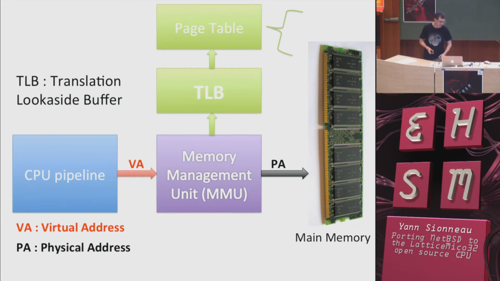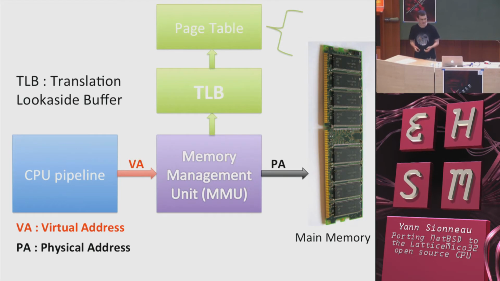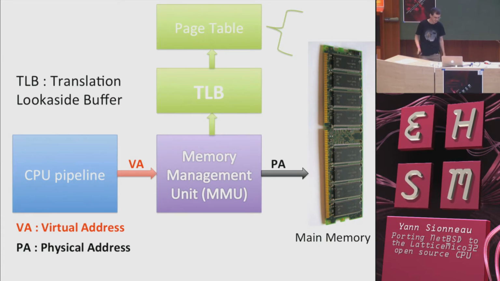So, in fact, the MMU doesn't access the page table directly. It's accessing a TLB. TLB stands for Translation Look-Aside Buffer. That's a clever word, but it's just a cache. It's a subset of the page table, and it's caching the virtual address to physical address translations.